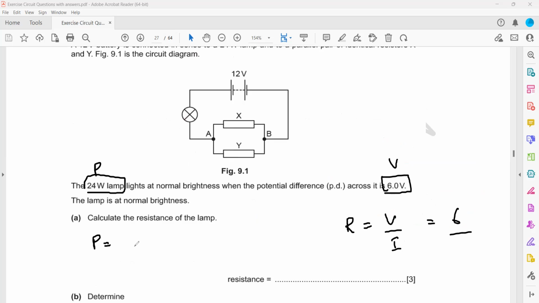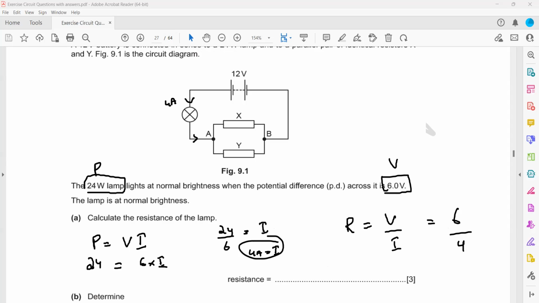P equals VI, where P is the power, 24, V is the voltage, 6, and I is the current. So 6 is multiplied on one side, so on the other side it will be divided: 24 divided by 6. That's equal to 4 ampere. So 4 ampere is the current in this. So we have the 4 ampere current.